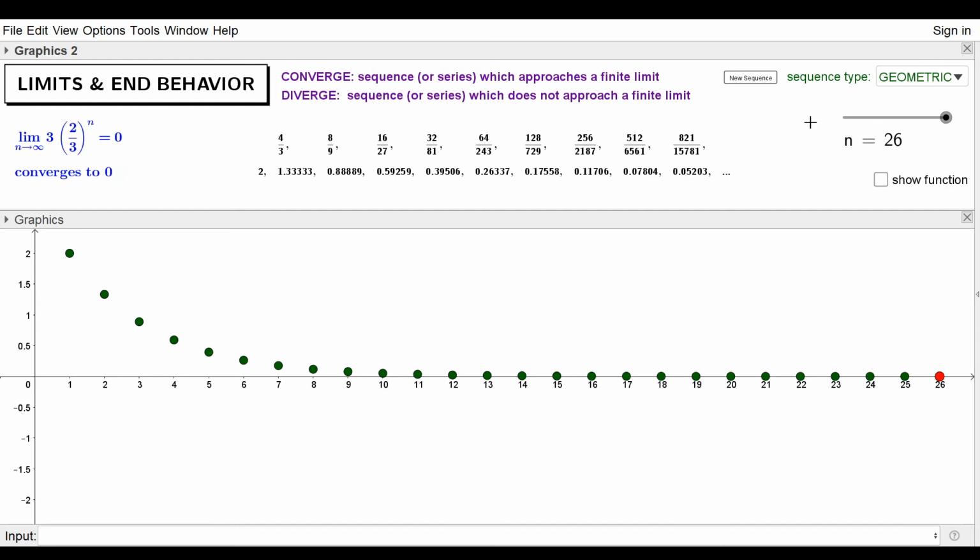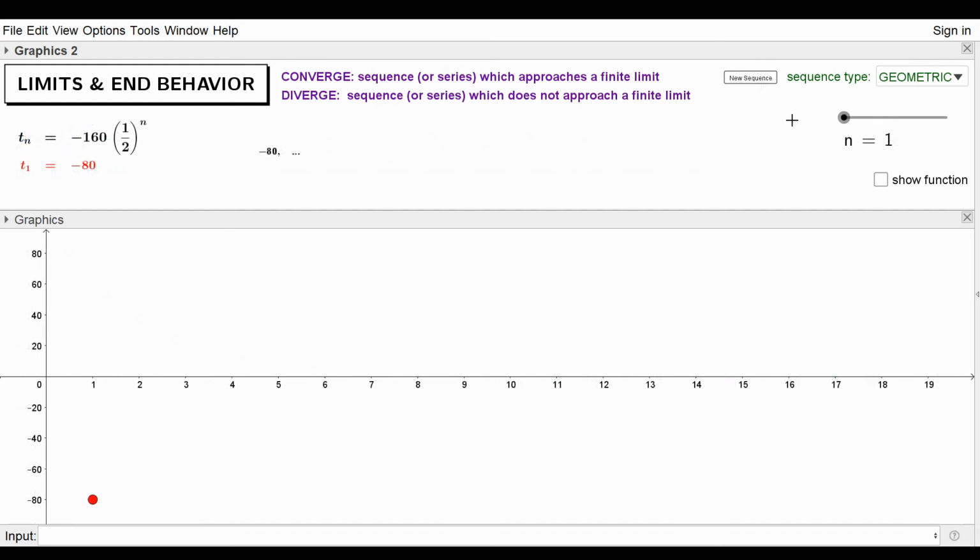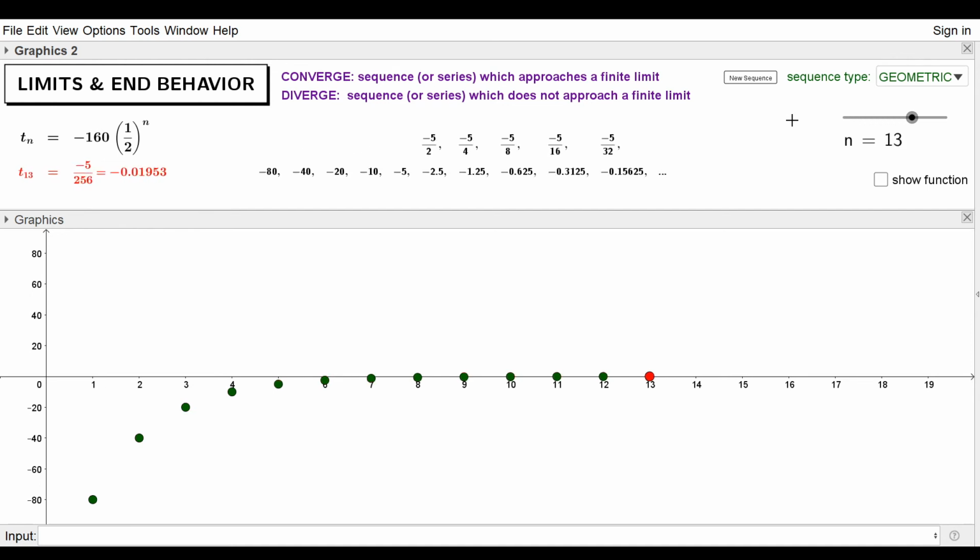What would happen if I would be coming up from, let's say, the bottom? Maybe I start with a negative value, negative 160 times 1/2 raised to the n. So I'm coming up from the bottom. I'm starting at negative 80. But as I multiply by 1/2, I'll notice that my terms, if I'm ignoring the negatives, again, look at the absolute values, are getting smaller and smaller and smaller. So in this case, my limit seems to be converging to 0.